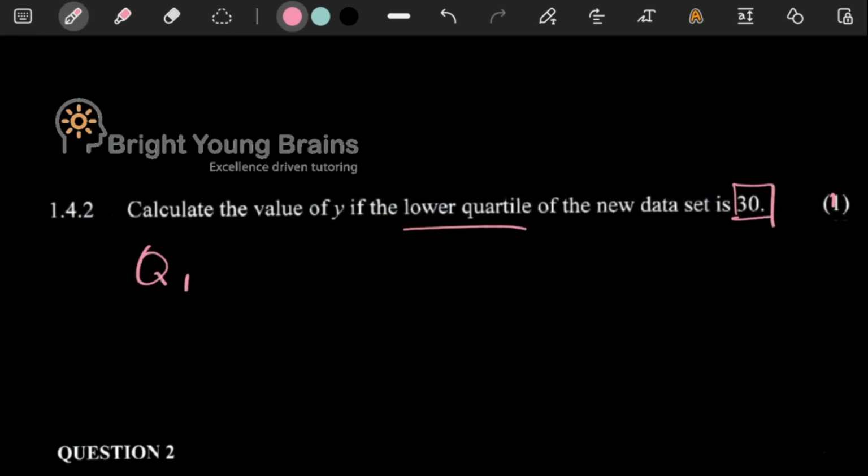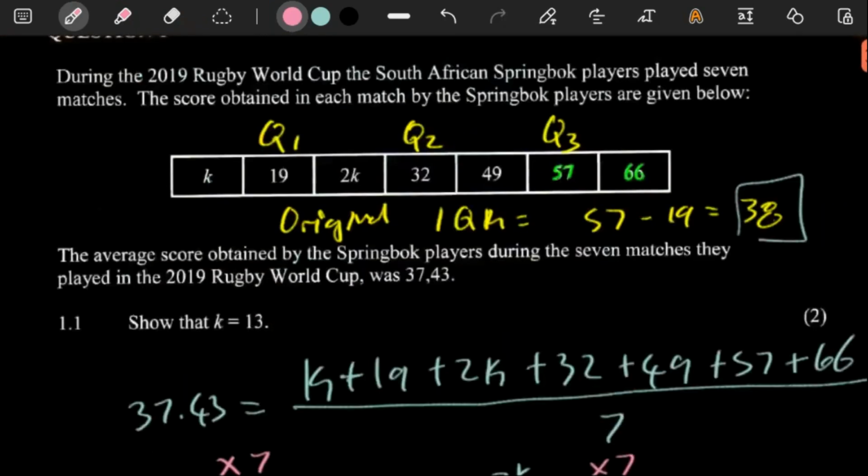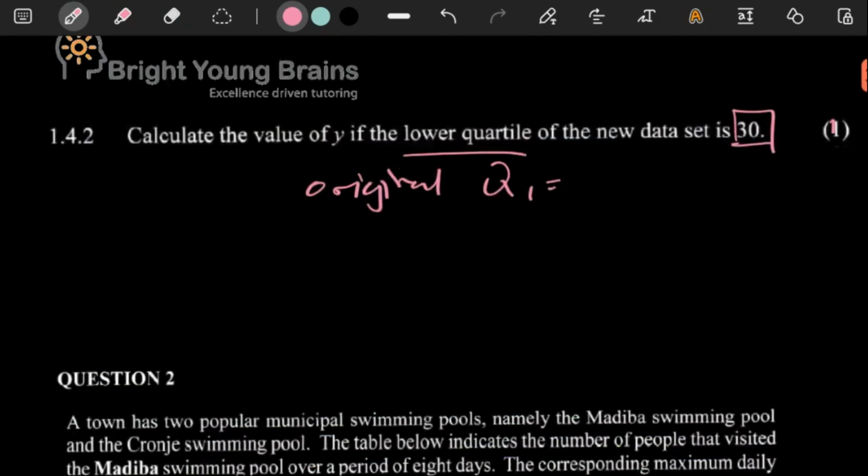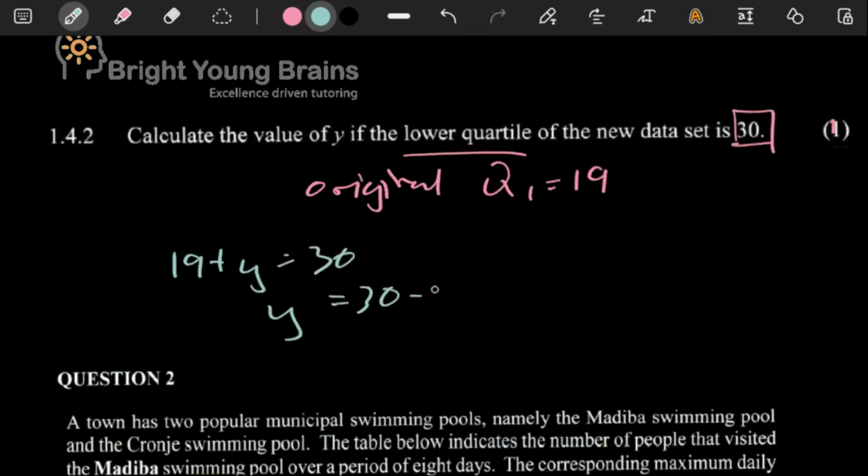So the original lower quartile, let me just write it like this, the original Q1, as we see in our data here, is like 19, right? So if they're saying that the new one is 30, from 19 plus y, if you're going to get a 30, y here is just 30 minus 19. It's just going to be an 11, you see.